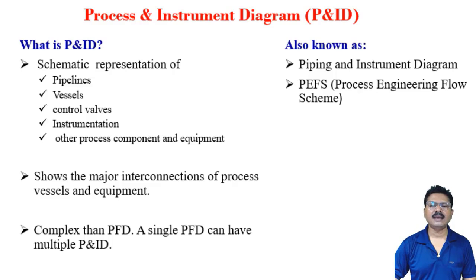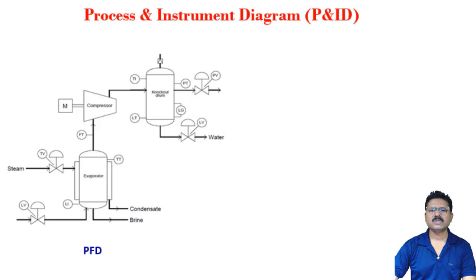A single PFD can have multiple P&IDs. This means if some system is shown on a single PFD, to show the same system on P&ID, it may require multiple P&ID sheets. This is the process flow diagram. I have already used this diagram while explaining the process flow diagram. The same process example I am using here to explain the process and instrumentation diagram.